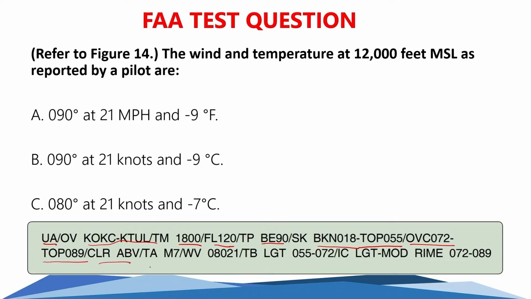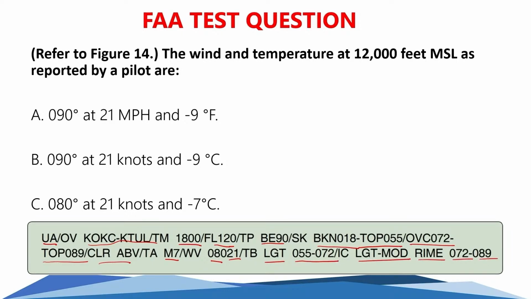The temperature, or I guess what they're calling in the FAA version, is the, what did I just say, air temperature, is going to be -7. Your wind velocity is 080 at 21. Light turbulence between 5,500 and 7,200. And then we have light to moderate rime ice between 7,200 and 8,900.